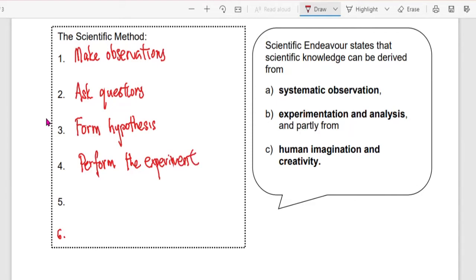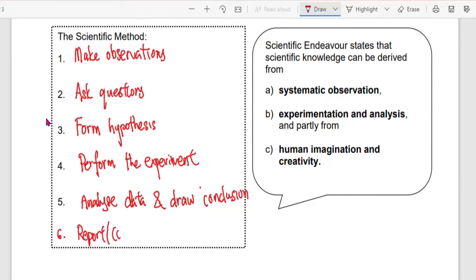After we perform the experiment, we collect the data. We will analyze the data and come up with a conclusion. Sorry, let me write this a little bit. Analyze data and draw conclusion. And the last one over here, it's very important. The last step is to share your findings. So you report or you communicate your findings.